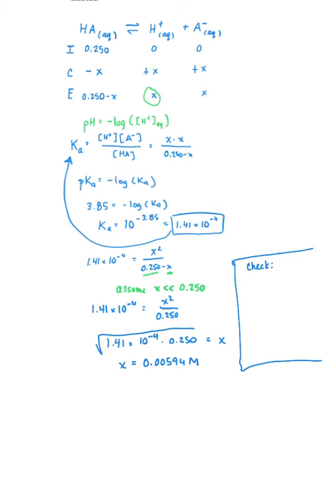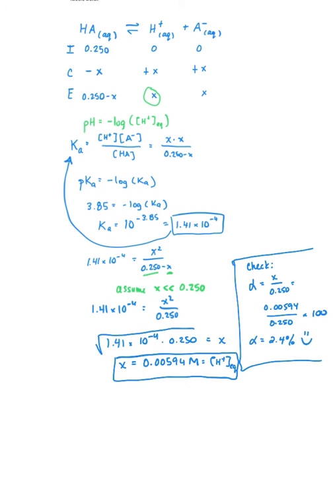To check our assumption, we calculate an alpha value. That's X over our starting concentration. In this case, it's 0.00594 divided by 0.250 multiplied by 100 to give us a percentage. In this case, that percentage works out to 2.4%. This is less than the typical threshold for cutoff of 5%. So long as we're below that 5% error mark, we're good. Our assumption works out, and we can use this calculation for X as our concentration of H plus at equilibrium, and we don't have to solve a quadratic equation.